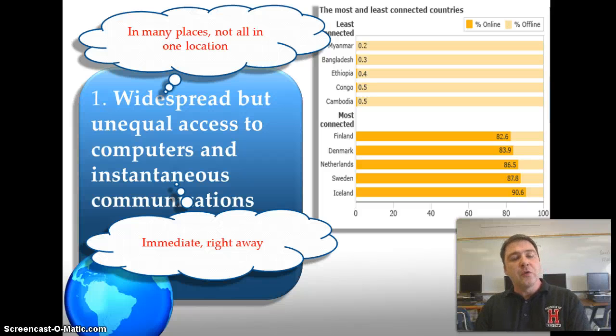Here we see the most and the least connected countries in the world. We see a country like Iceland where 90% of the people in the country are connected online. We also have some other countries in the world, countries like Bangladesh, countries like Ethiopia, where it's less than 1% of people are online.